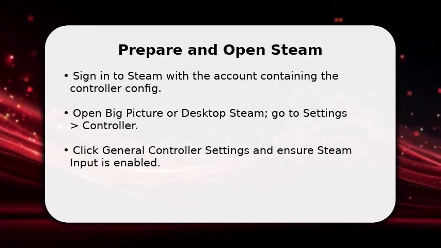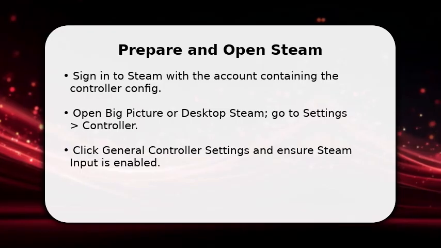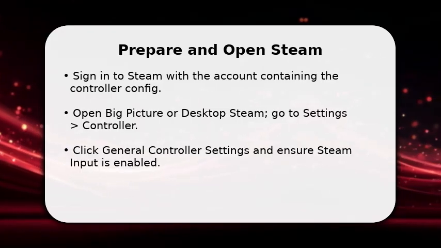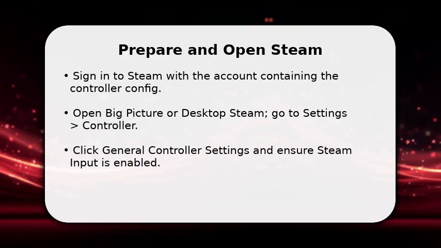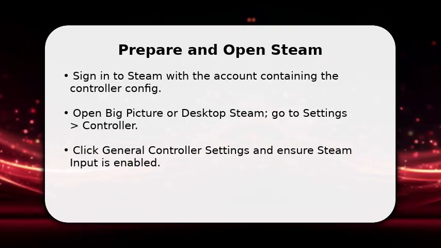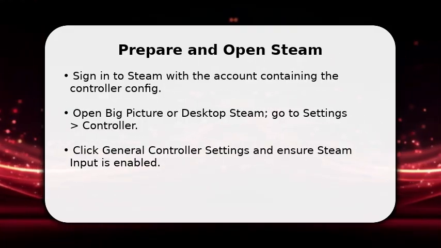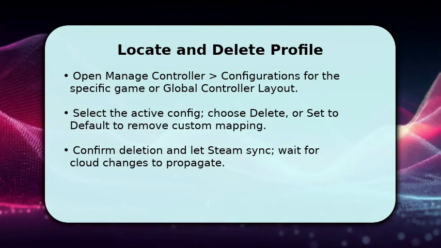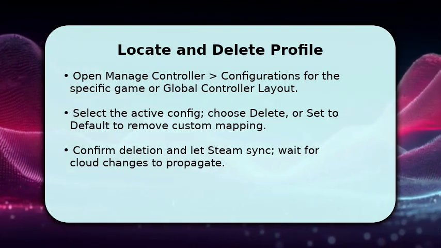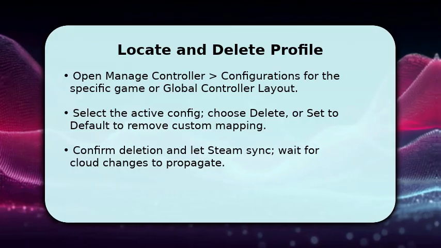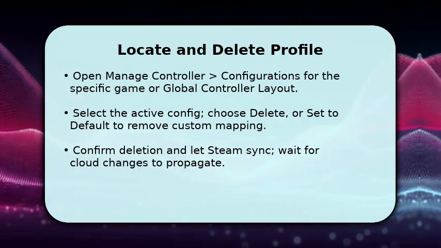This exposes configuration options. Now open Manage Controller and Configurations for the game or global profile you want to change. You're preparing the exact profile to remove, so you don't delete the wrong configuration later. You locate the active profile under Manage Controller and Configurations for either a specific game or the global layout. Select the configuration currently applied.